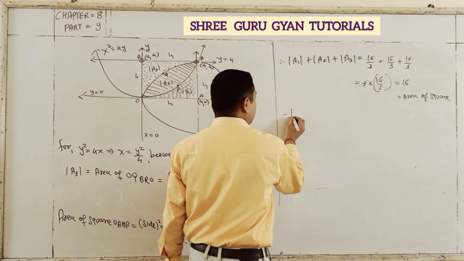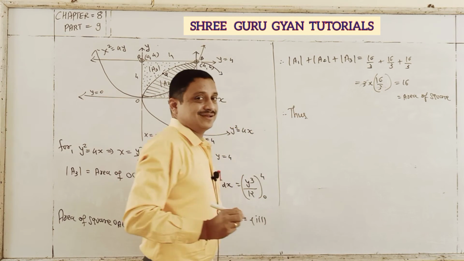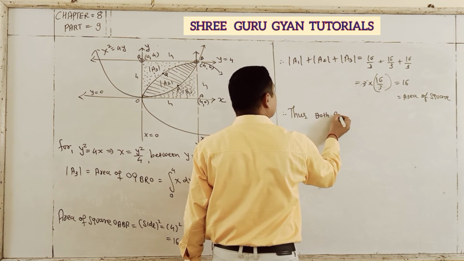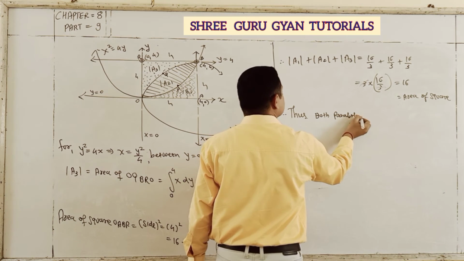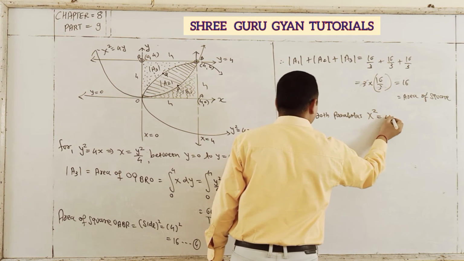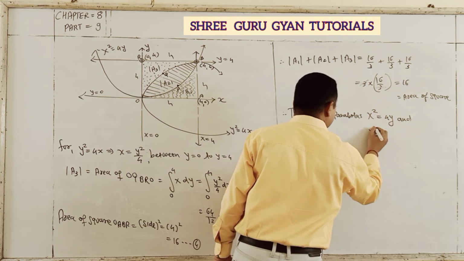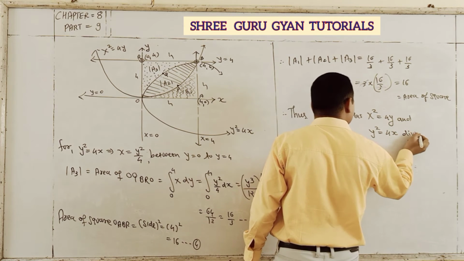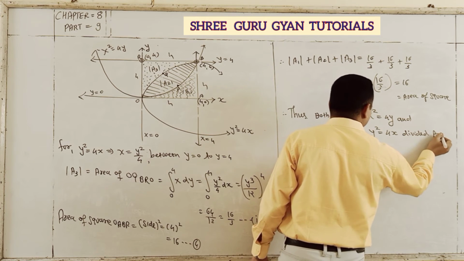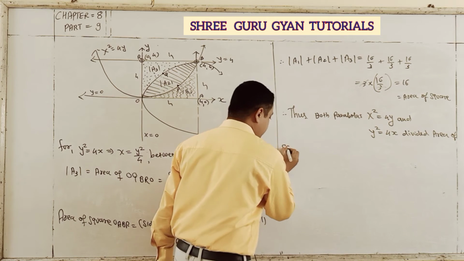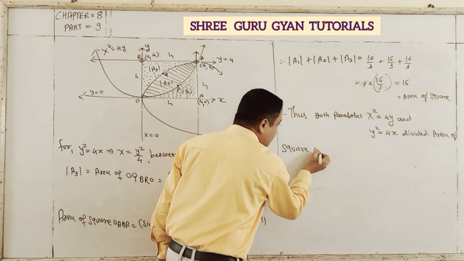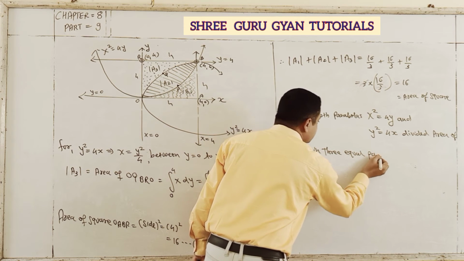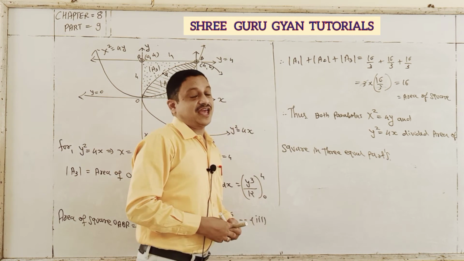Therefore, we can say thus both parabolas x square is equal to 4y and y square is equal to 4x divide the area of the square in 3 equal parts, and that finishes this question happily.